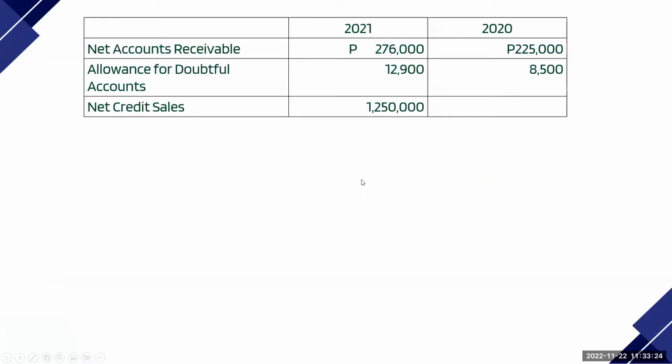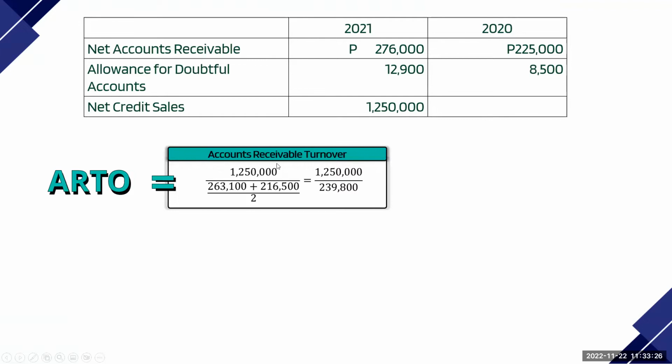So in essence, this is just an example. So how do you determine AR turnover? First is you get the net credit sale, and then the only thing you have to take into account is that you take the average AR. So how do you get the average AR? 276,000 minus 12,900 is 263,100. 225,000 minus 8,500 is equal to 216,500. This is the beginning balance of AR. This is the ending balance of AR. We average that. The average AR is 239,800.